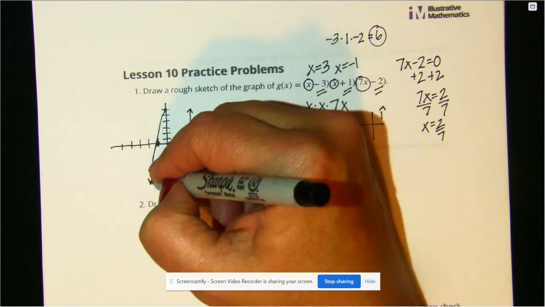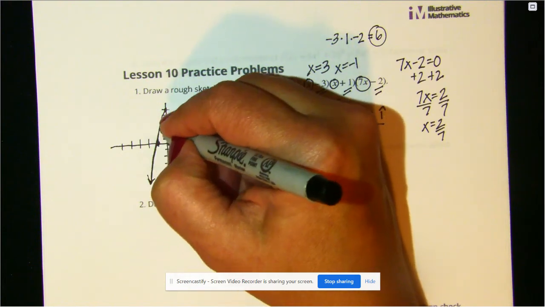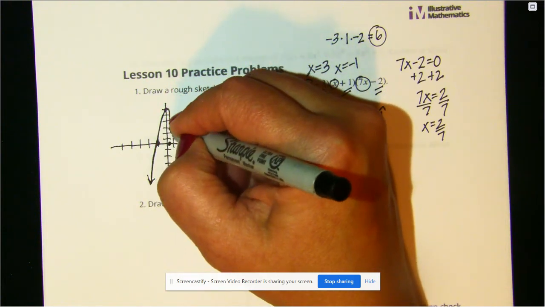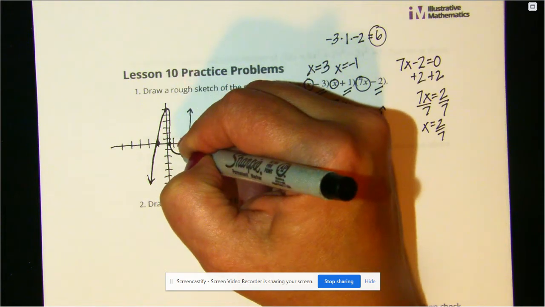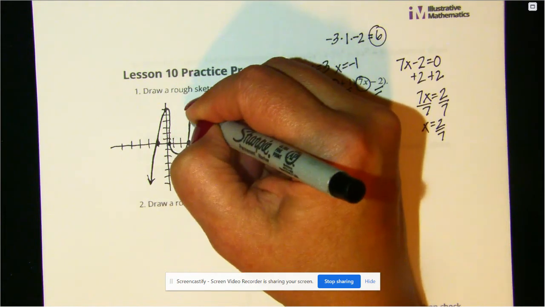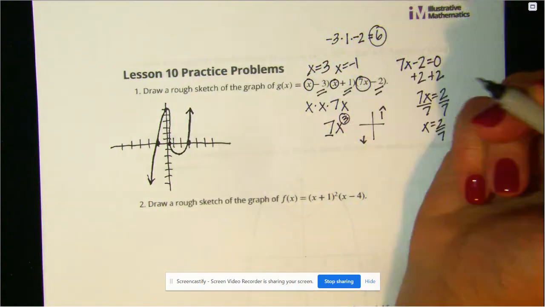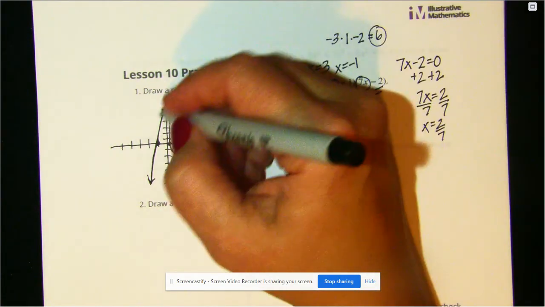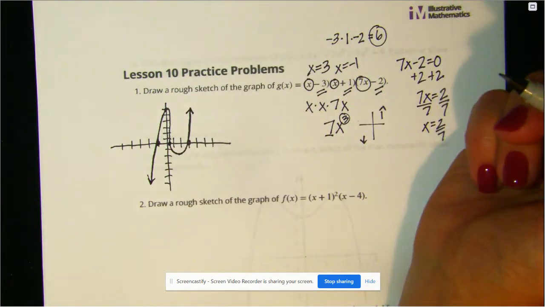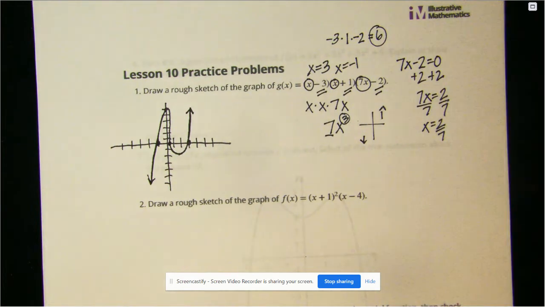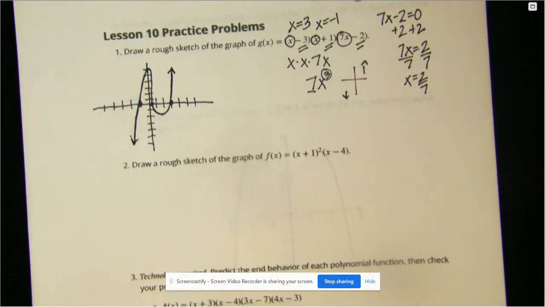See, I should be using a pencil. And that's got to come back down. How low this goes, I don't know. We're not doing that today, right? Something like that. If I had a pencil, I could do a little bit better job. I'd erase that. Okay. All right, number 2, draw a rough sketch of the next graph.